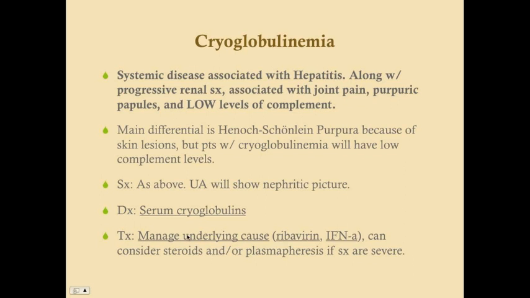And the treatment here is to manage the underlying cause. Like I said, it's got a high correlation with hepatitis. So you'll treat the hepatitis, and what you use is ribavirin and interferon alpha. You can consider steroids or plasmapheresis if the symptoms are particularly severe. But usually when the USMLE throws this question at you, they're going to want you to differentiate it from Henoch-Schönlein Purpura.